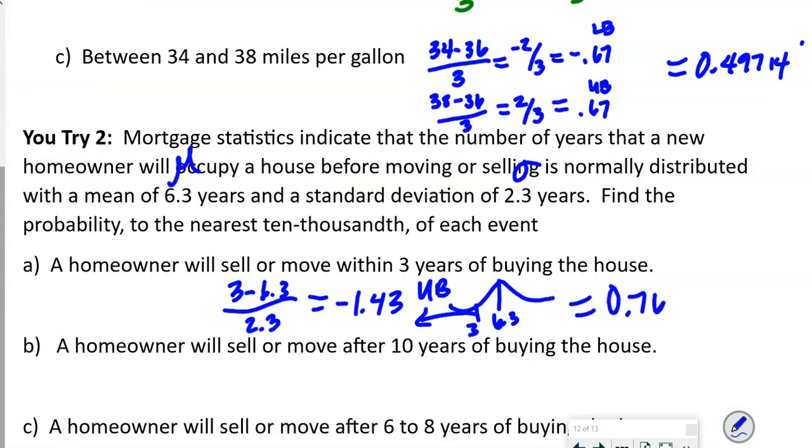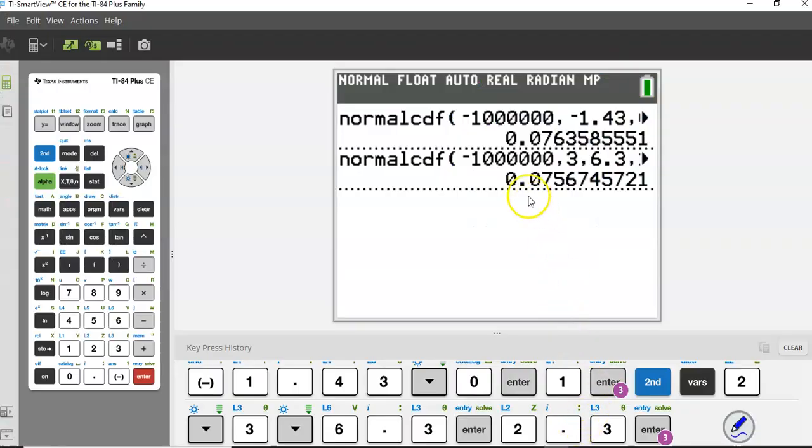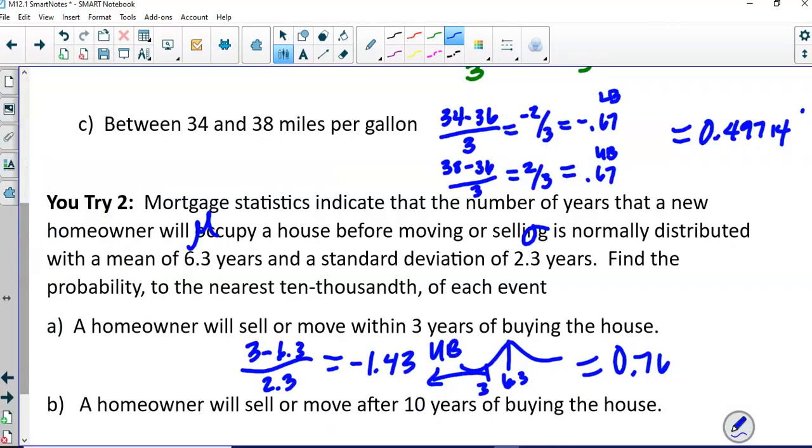Oh, jeez, I can't remember anything today, y'all. So let me go back to my calculator here. 0.076356. No, 7636. Yeah, there we go. 0.07. That's what I did. Put the 0 in the wrong place.